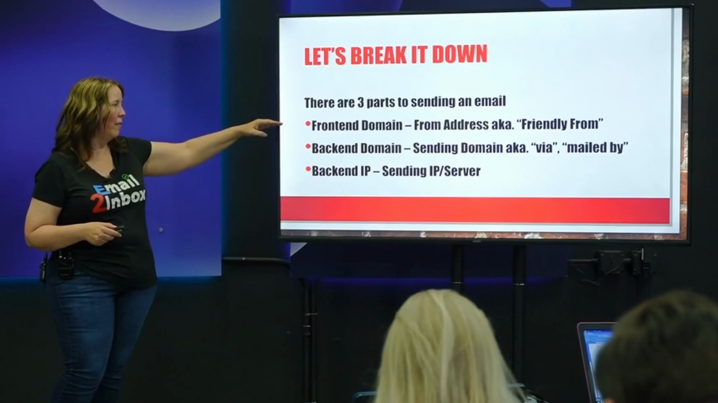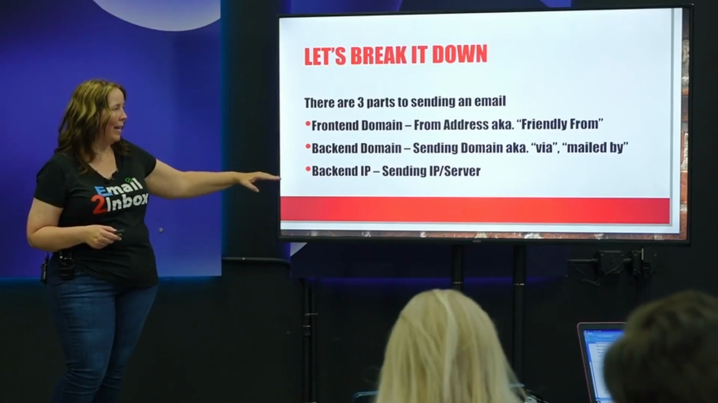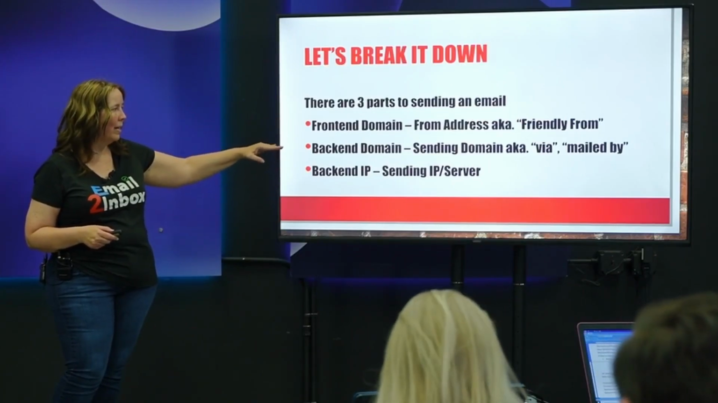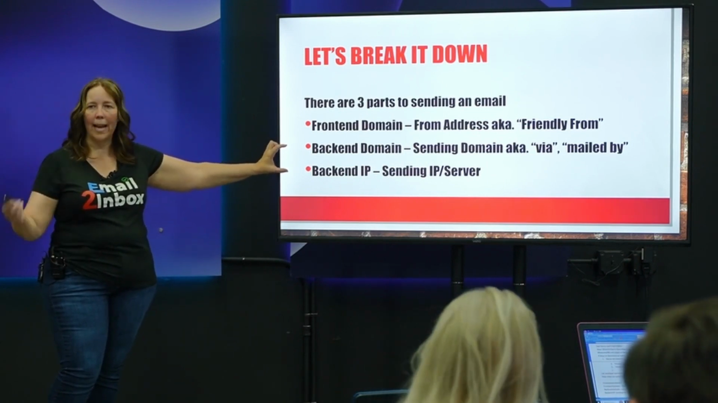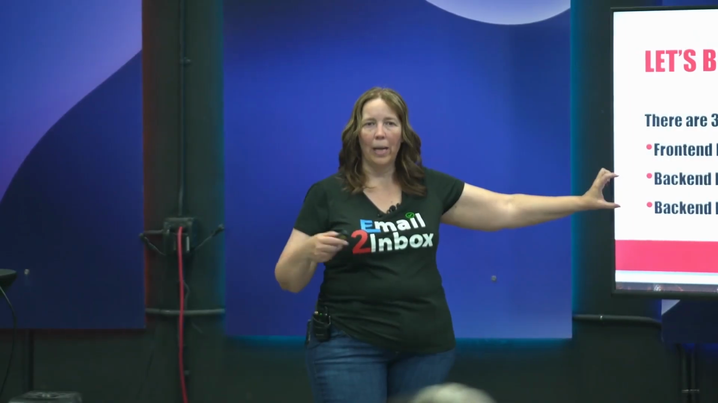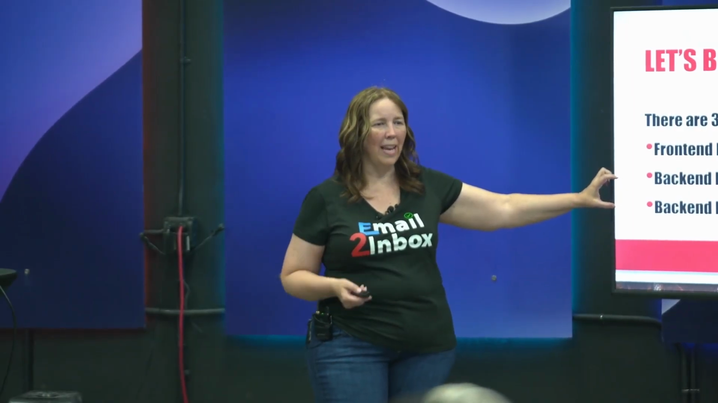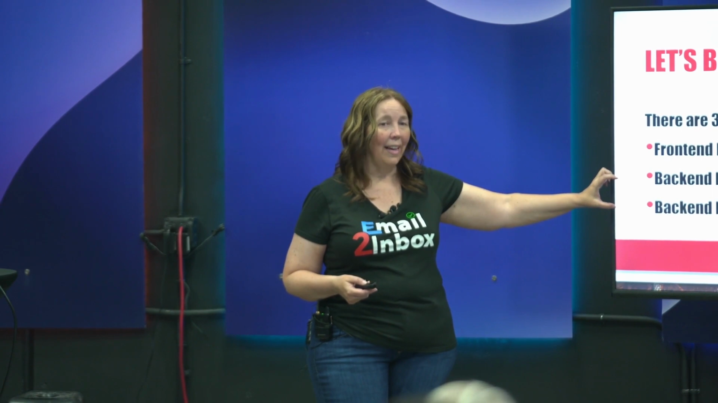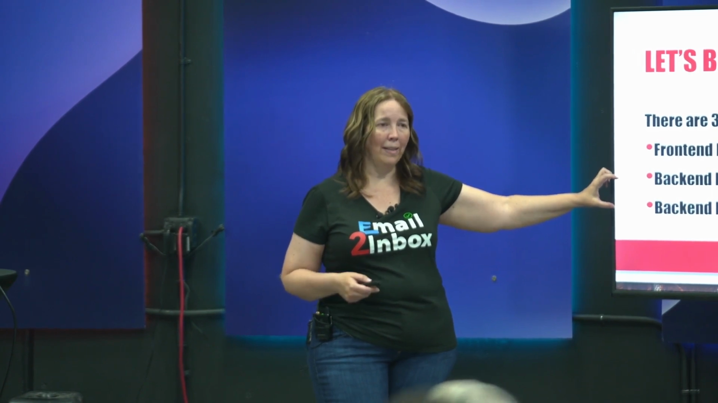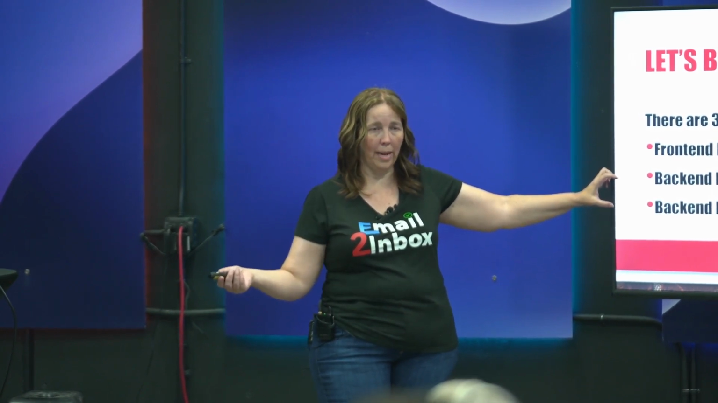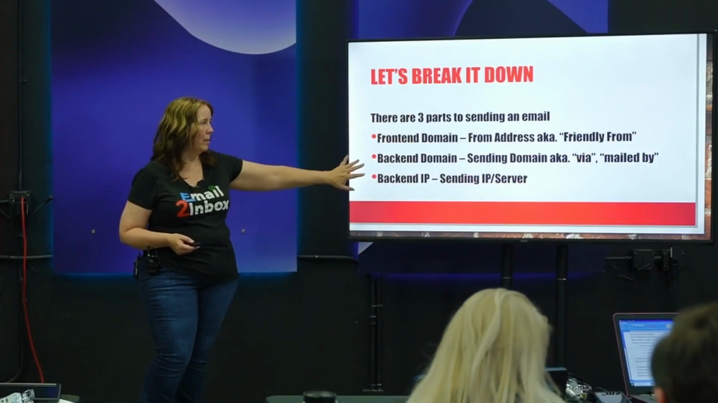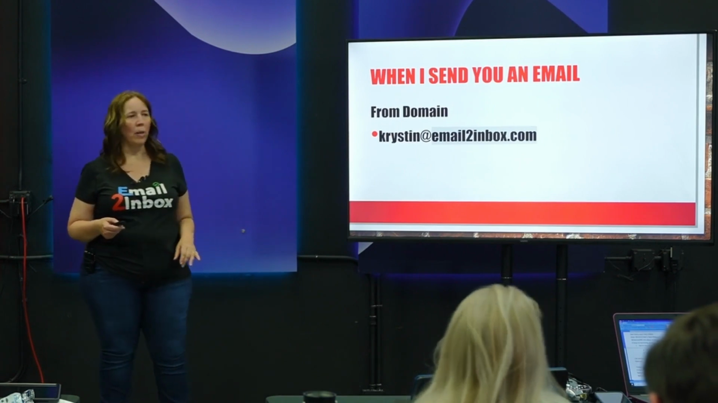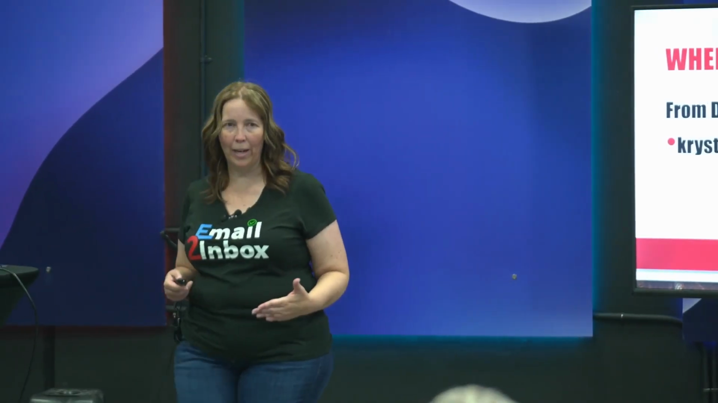So there's the from address on the front, that's your friendly from. There's a backend domain and an IP. This is your sending domain. This is the sending server. Notice these two have the word sending in them. So when I say, hey Lucho, I just sent you an email, I didn't. I pushed a button and I asked it to go to the thing that was going to send the email. I'm just the friendly from. This is the sender. And where that gets important is when we start talking about your domain strategy.